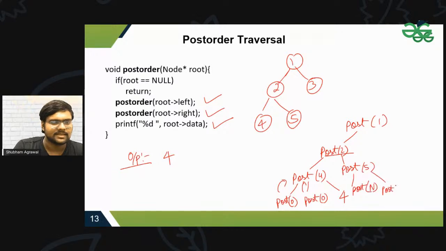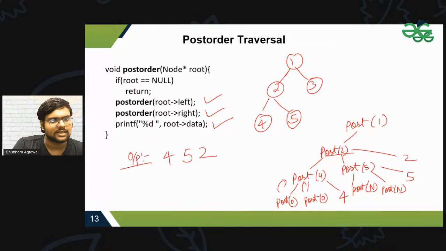Then we will just print the result, so here 5 will be printed now. And then we will again go to post of 2. Now left subtree is visited, right subtree is visited. Now the root data will be printed, so 2 will be printed here. Now we will go to post of 1.